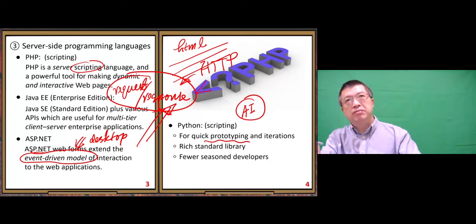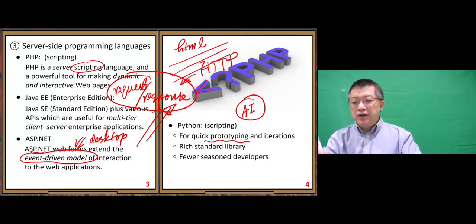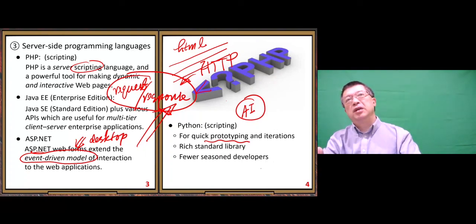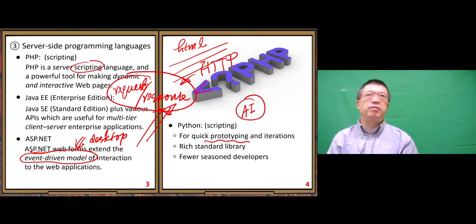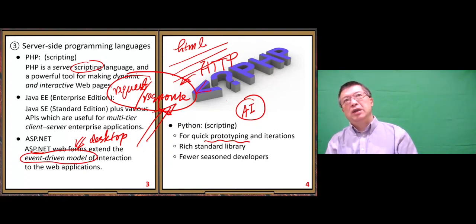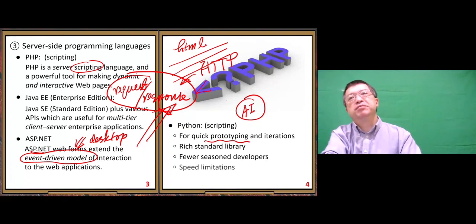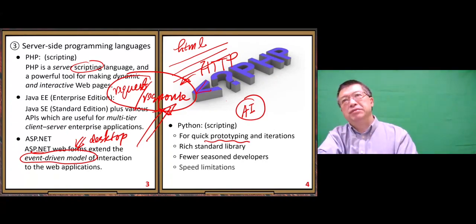But it has some drawbacks. Fewer seasoned developers, because it's relatively new. Usually Python is used in web development for relatively small companies, not big companies and big projects. So there is some problem with technology build-up. Another is speed limitations. You need to consider all those factors when choosing programming languages at the server side.